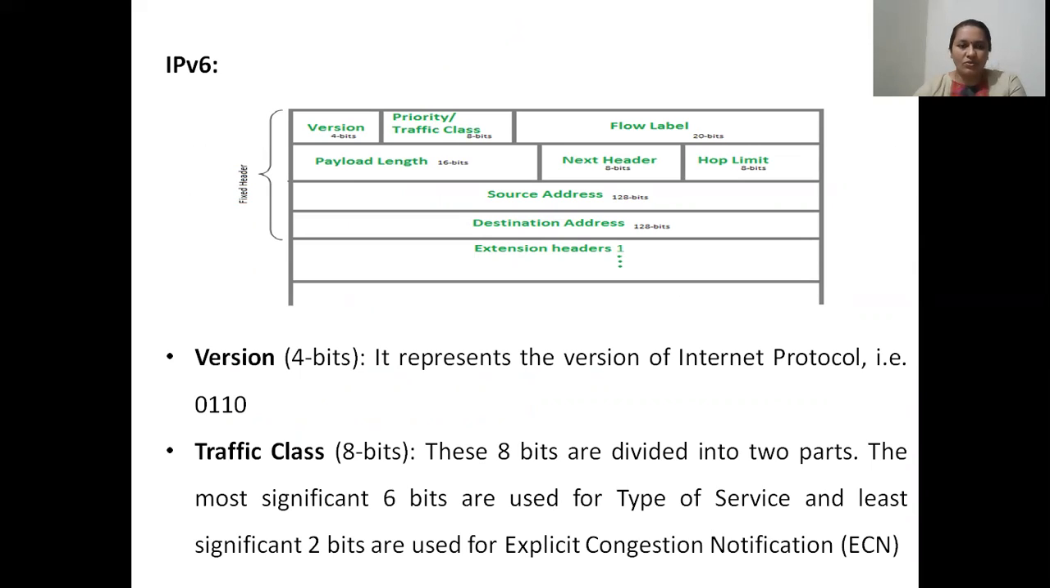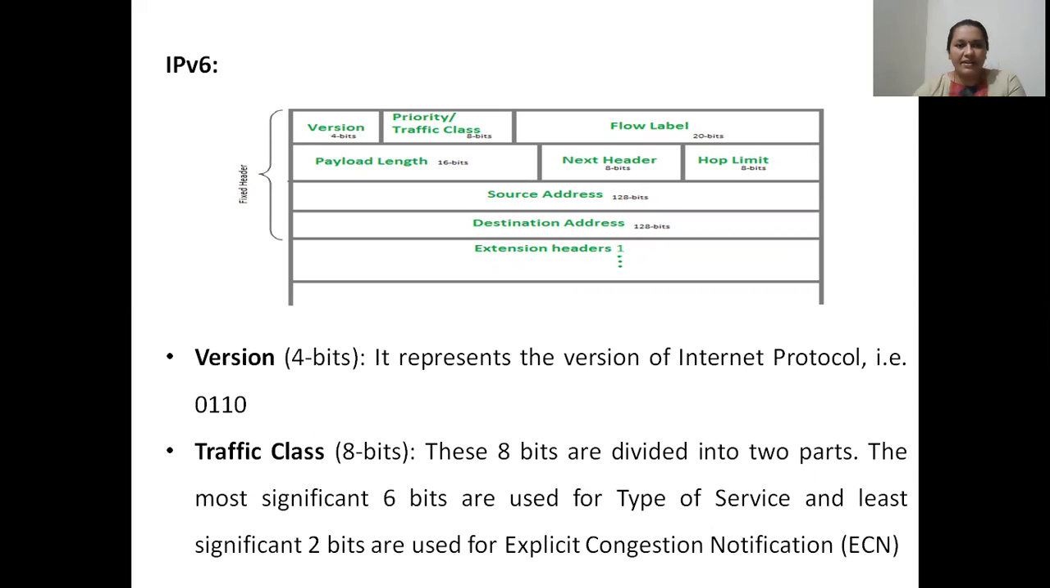IPv6, as we all know, is a newer and more sophisticated version of the IP addressing format. It's an improvised version of IPv4 because it can support more than 1 trillion IP addresses.